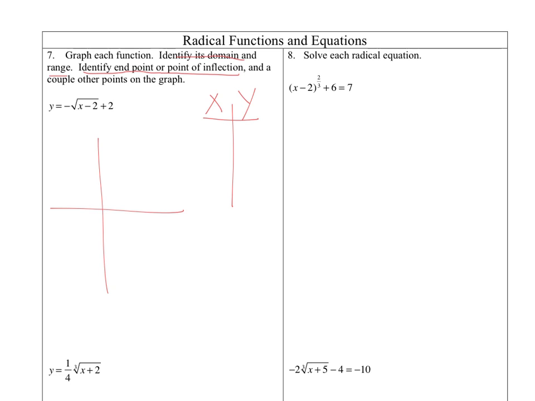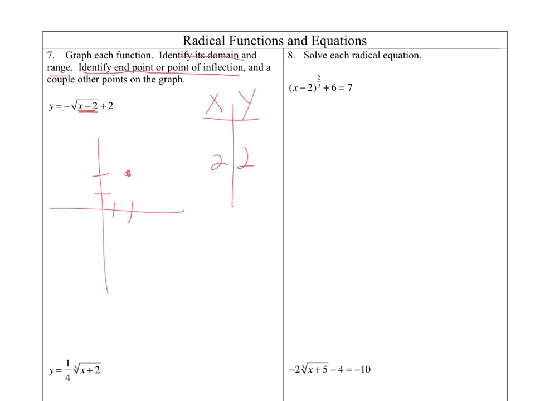For these graphs, I'm going to look at what goes on the inside to make that 0. In this case, that would be 2. And if I plug 2 in, we get 2 minus 2 is 0. Okay, square root of 0 is 0. Negative 0 is still 0. Plus 2 is 2.